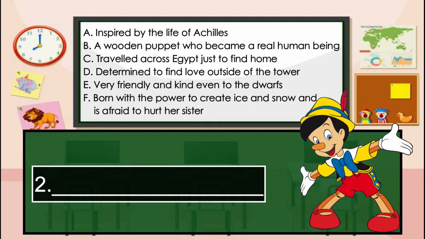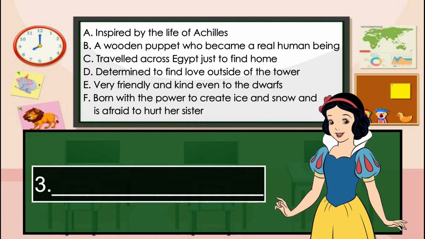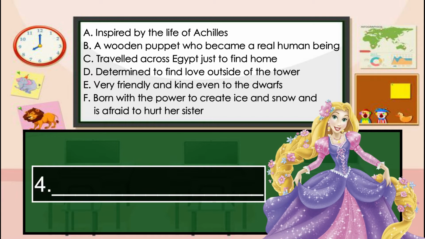Number 2 is Pinocchio from the movie Pinocchio. Choose a description which best describes him. Number 3 is Snow White from the movie Snow White. Choose a description which best describes her. Number 4 is Rapunzel from the movie Tangled. Choose a description which best describes her.